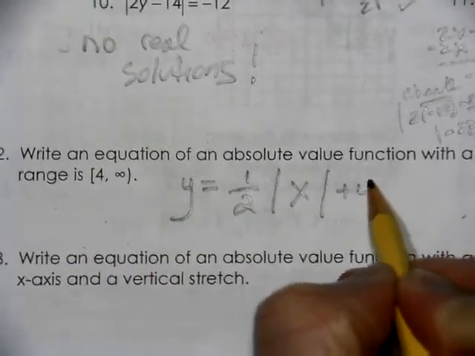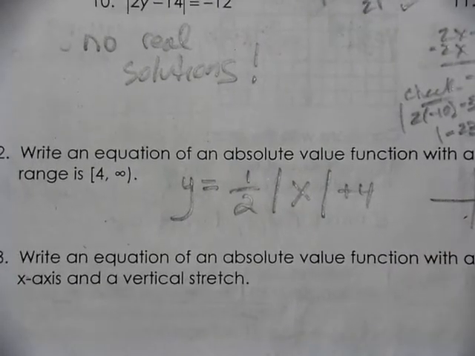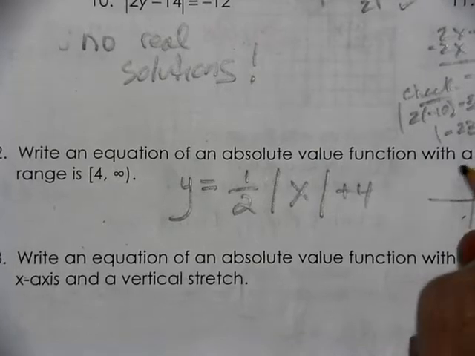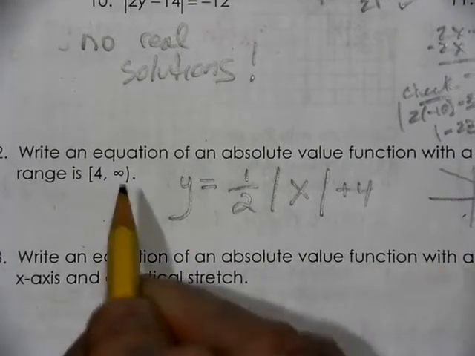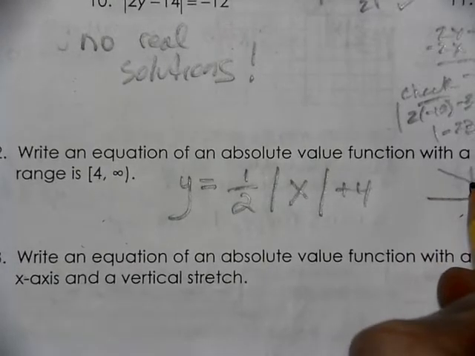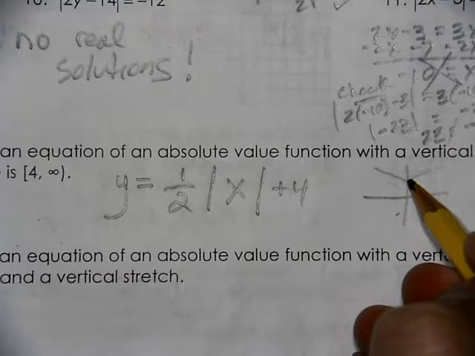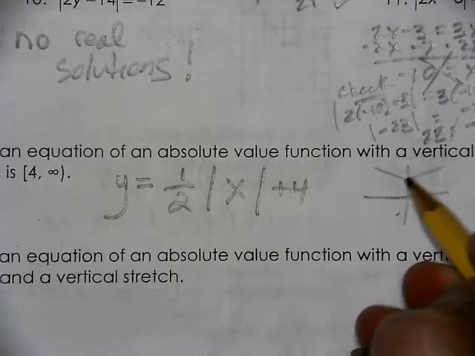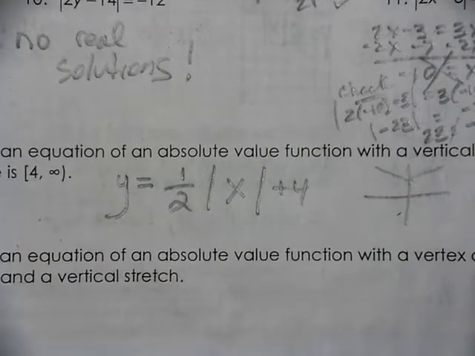So if we looked at the graph of this, we're going to be up 4, wider than normal. That would have a range of 4, y is greater than 4 would be our range. That's the interval notation for that.